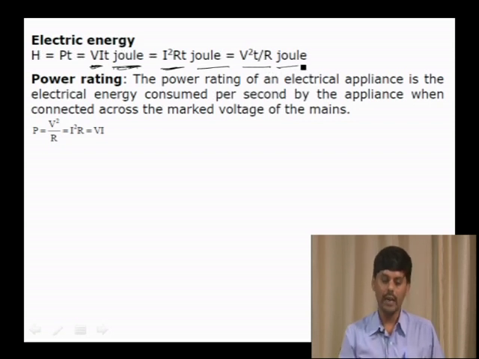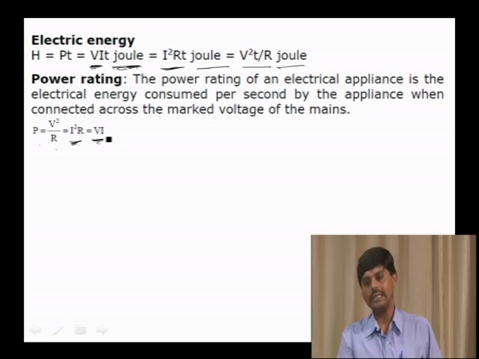Now, power rating. In bulbs they give the rating, that is 60 watt 220 volt bulb, which is called the power rating. In such cases we calculate the power of the rated bulb. Power is equal to V square divided by R, in terms of current, I square R, and in terms of both voltage and current, P is equal to VI.